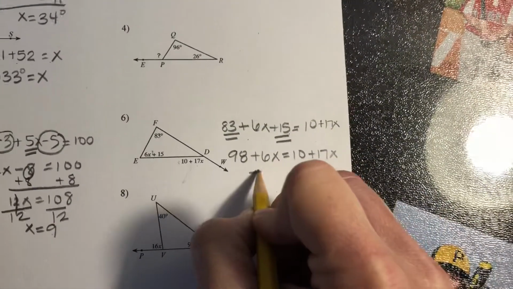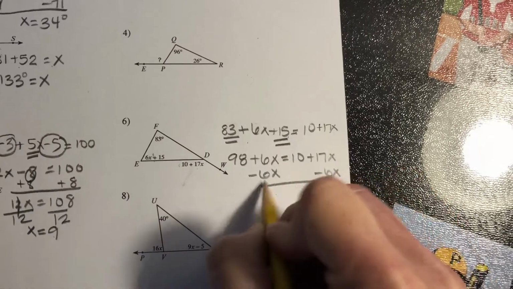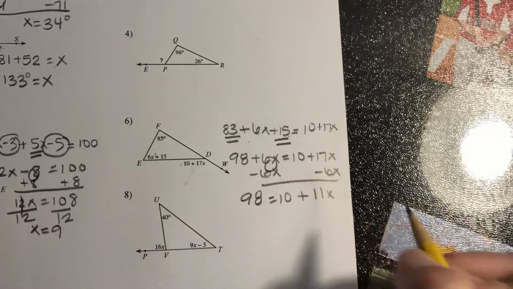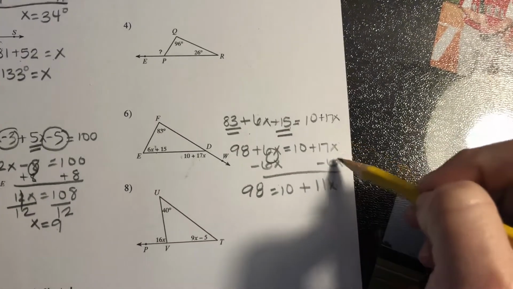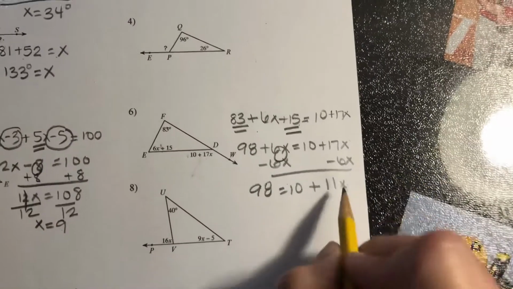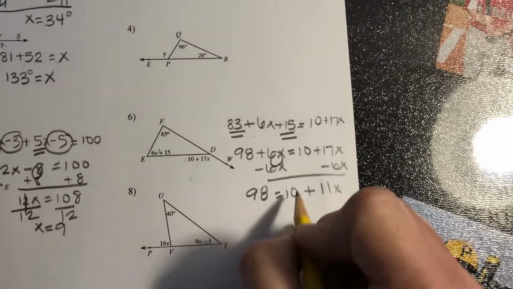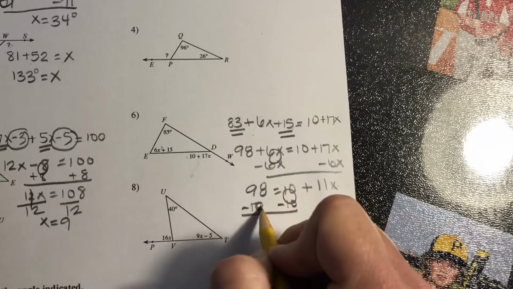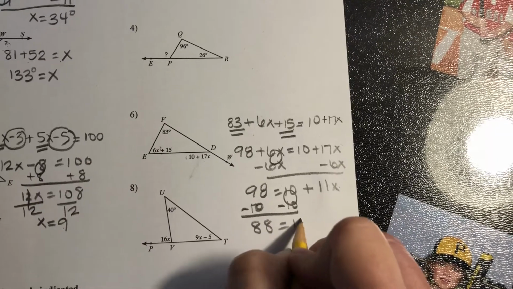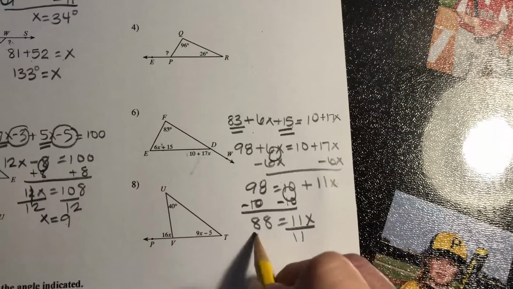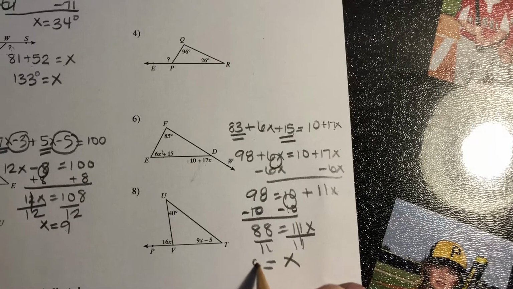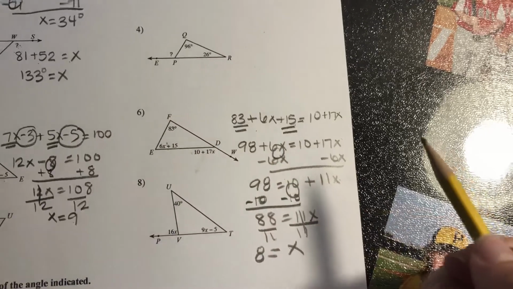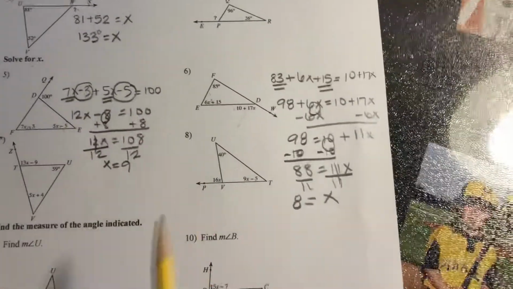I'm going to get all my variables to one side by subtracting 6x from both sides. That gives 10 plus 11x, since 17x minus 6x is 11x. I got all my x's to one side. My constants need to go to the other. So I'm going to subtract 10 from both sides. 98 minus 10 is 88. Divide both sides by 11. X equals 8. So I did 5 and 6 for you. You need to do 7 and 8.